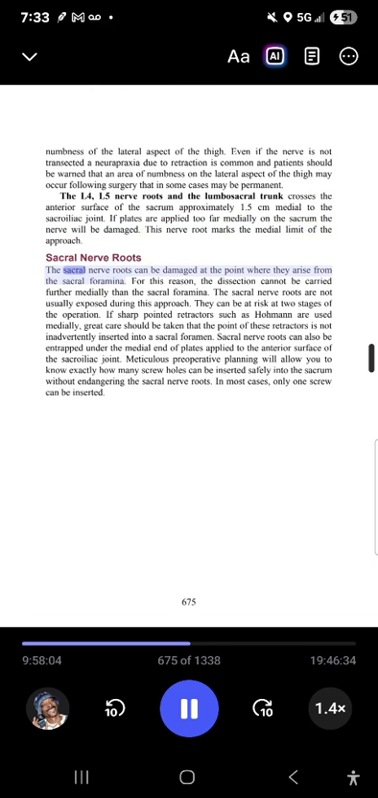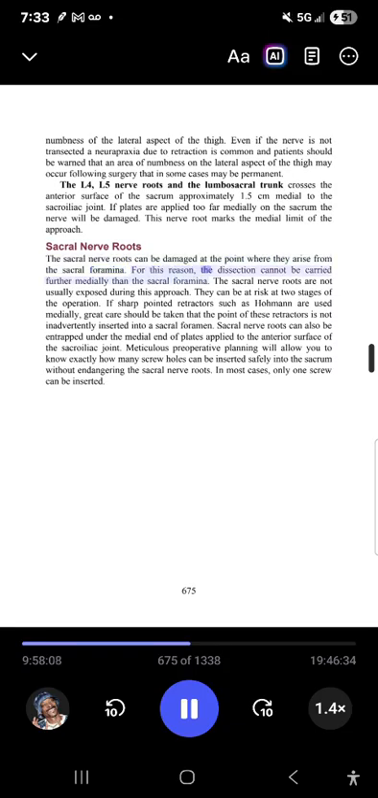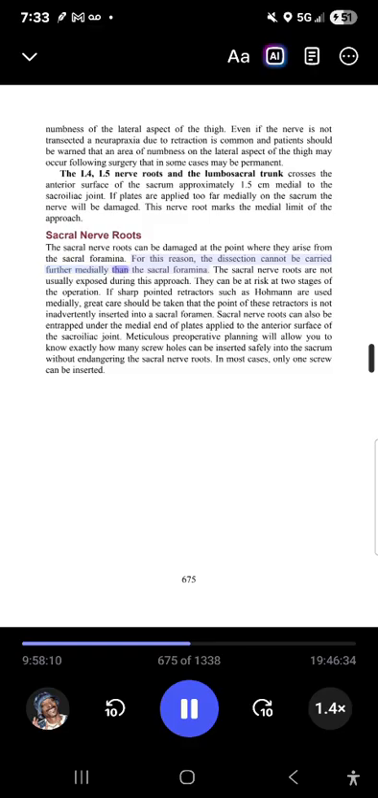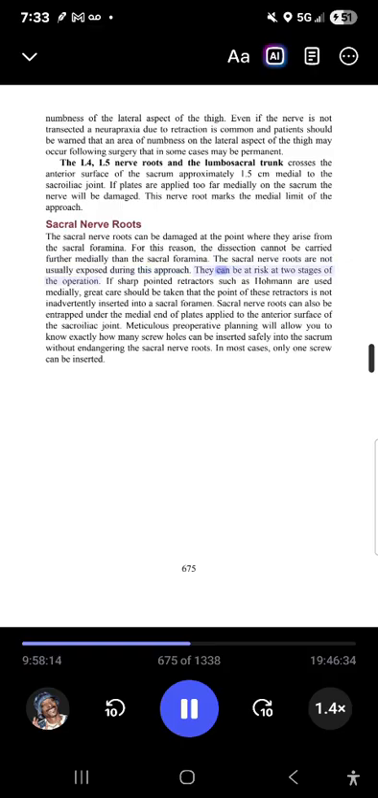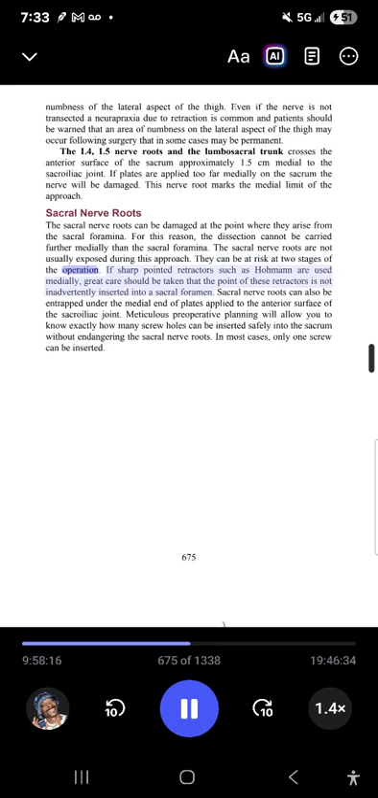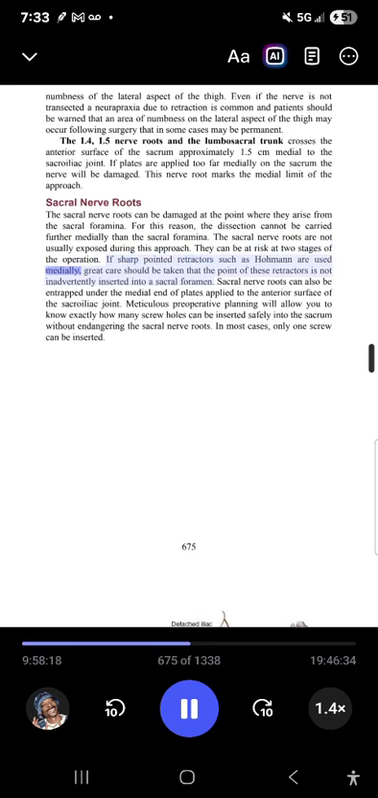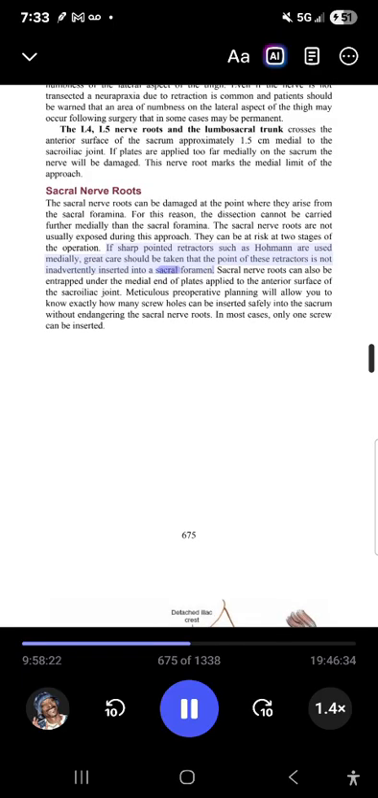Sacral nerve roots. The sacral nerve roots can be damaged at the point where they arise from the sacral foramen. For this reason, the dissection cannot be carried further medially than the sacral foramen. The sacral nerve roots are not usually exposed during this approach. They can be at risk at 2 stages of the operation. If sharp-pointed retractors such as Holman are used medially, great care should be taken that the point of these retractors is not inadvertently inserted into a sacral foramen.